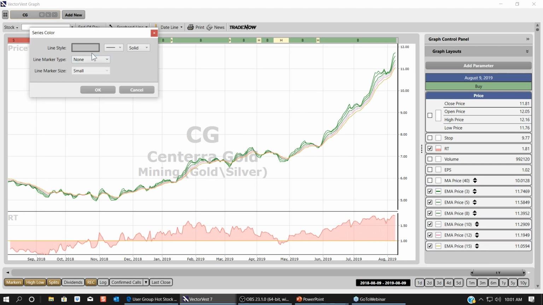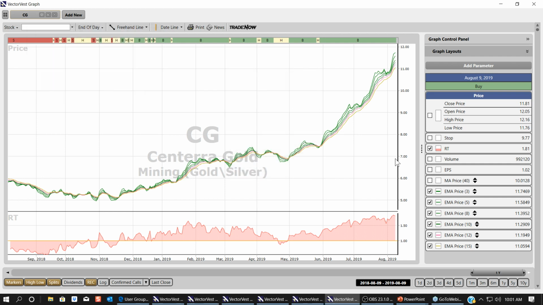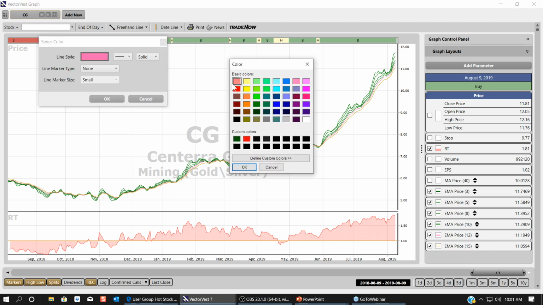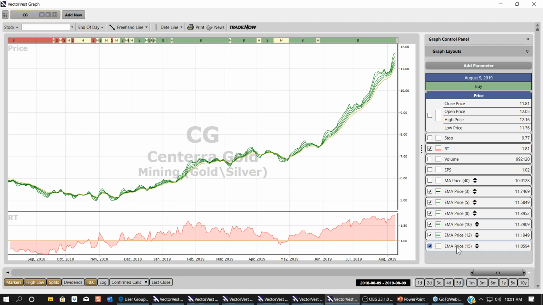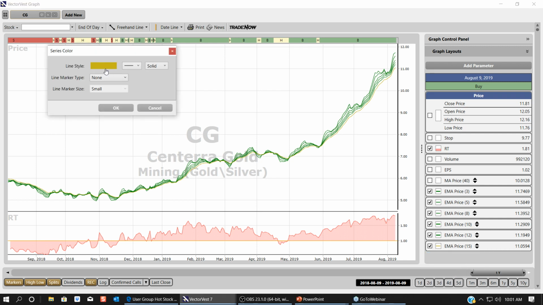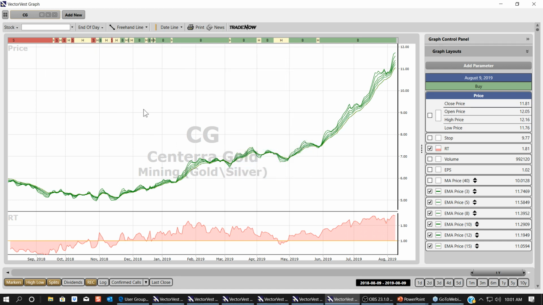EMA 10, change style. Whoops, did I not click it? Couldn't click OK. And the 12, change style. Click on the green over here, click OK. I'm just leaving the thin line. I'm not going for a thicker line. Get too busy. And then finally the 15, right click, change style, and green. So now I've got my traders band, starting with the 3 moving average on down to the 15.